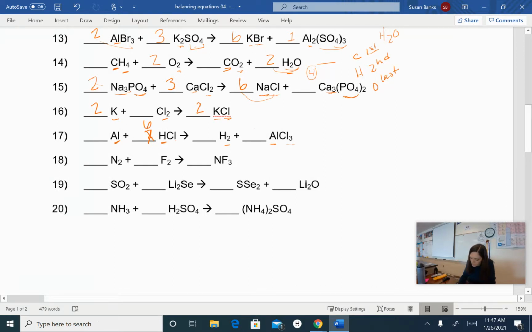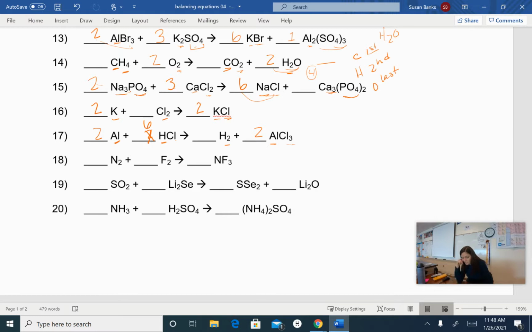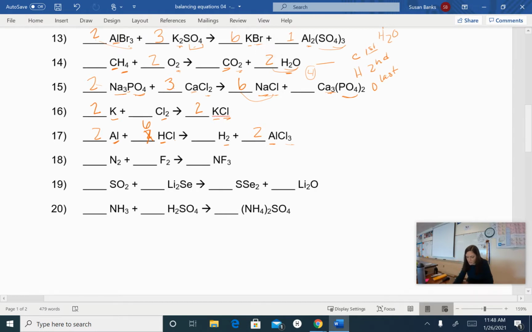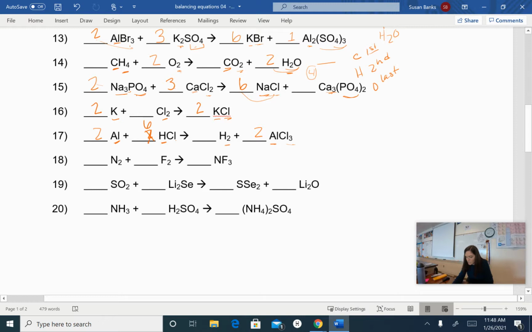6 divided by 3 will give me a 2, which means I need to go back and fix my aluminums to match, right? 2 aluminums. I also need to match my hydrogens. I now have 6 hydrogens. Hydrogens, 6 divided by 2 will be 3. So I should have 2, 6, 3, and 2 for my coefficients there. How'd you do on that one? Sometimes you have to go back and redo stuff sometimes.